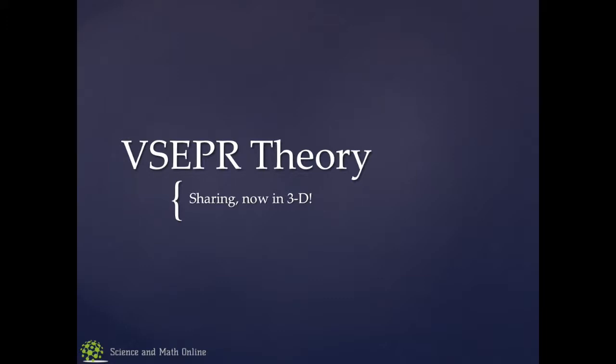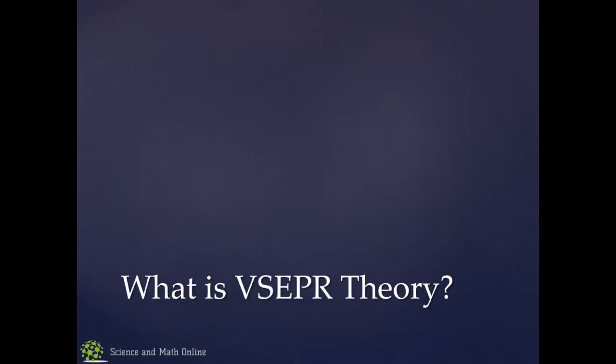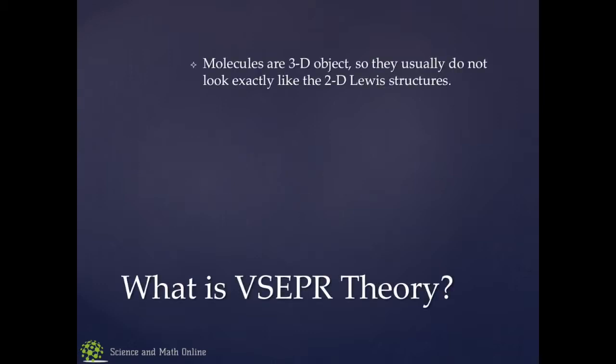Okay, VSEPR. Even though this is spelled VSEPR, it's pronounced VSEPR. And now we're going to move from two-dimensional Lewis structures into 3 dimensions. Molecules are actually 3-dimensional structures. They don't actually look like two-dimensional Lewis structures. Lewis structures are helpful, but they're not 100% accurate. And so we try to look at them in 3 dimensions to get a little bit better understanding of them. That's where VSEPR comes from.